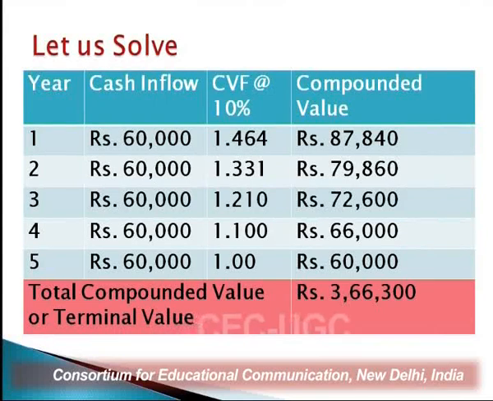The first amount of 60,000 rupees is going to be invested for 4 years. So when you refer to the CVF table at 10%, you will take the value of the 4th year, and that comes to 1.464. For the second value, you will take the value for how many years? The second year you are receiving, so third, fourth, fifth: for 3 years the value becomes 1.331, and in this way we take all the compound value factors from the table. For the last year it is not going to be invested, so 60,000 rupees will remain 60,000 rupees. After computing this compounded value, we can call it the total compounded value, or terminal value, which becomes rupees 3,66,300.